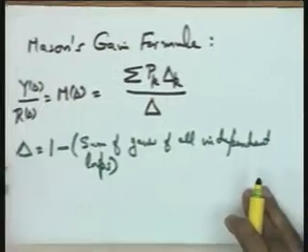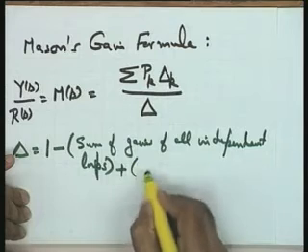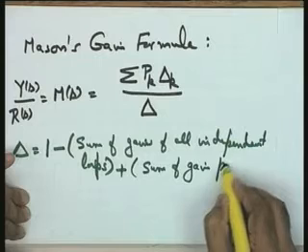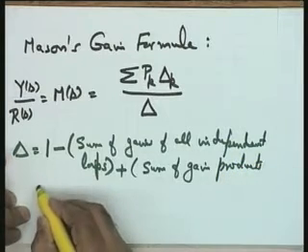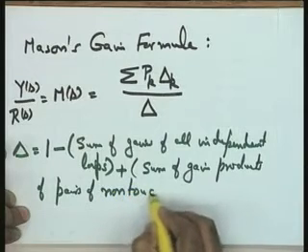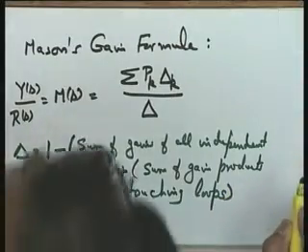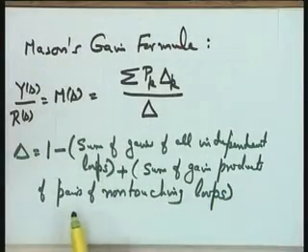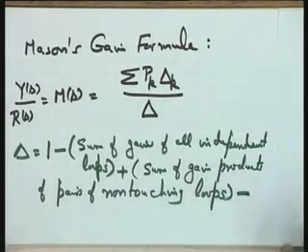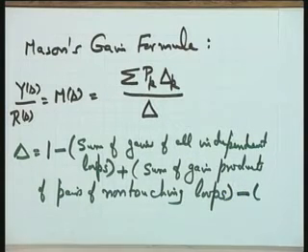See this point, sum of gains of all independent loops, this is 1 minus, plus sum of gain products of pairs of non-touching loops. As I said, this will become more clear when we take it up in the example. Sum of gain products of pairs of non-touching loops, minus, since there is no space I will speak it out, minus sum of gain products of triplets of non-touching loops and so on.